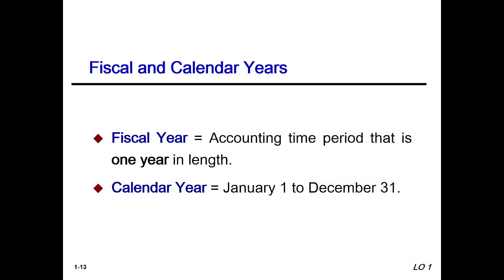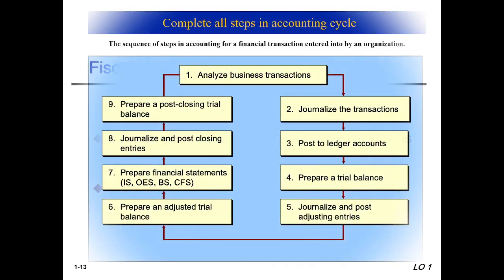And now we will discuss fiscal year and calendar year. Fiscal year is an accounting time period that is 1 year in length. The fiscal year begins July 1 and finishes 30 June. And the calendar year is January 1 to December 31st.